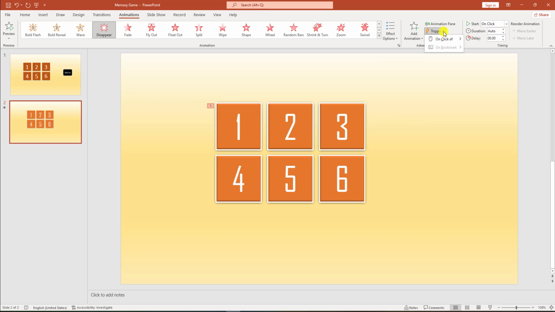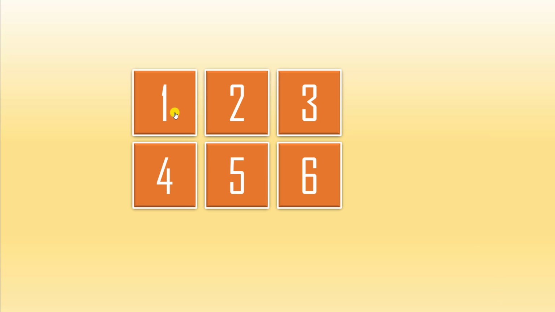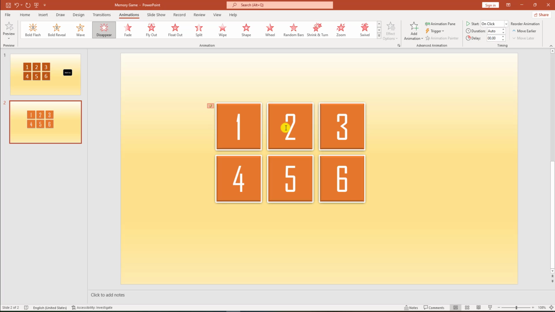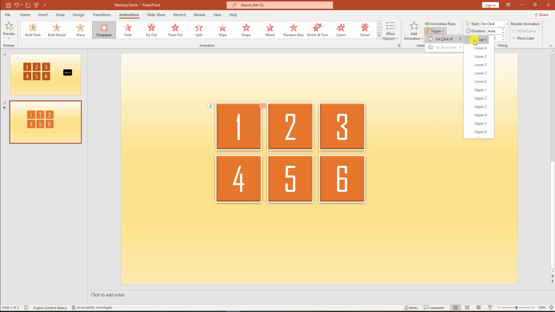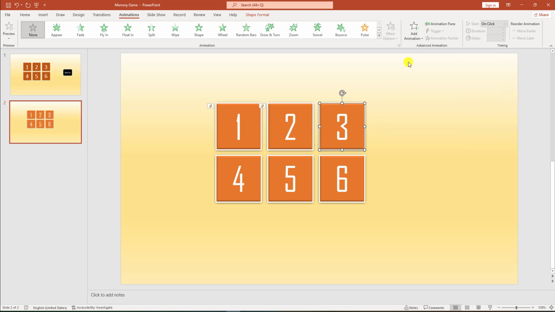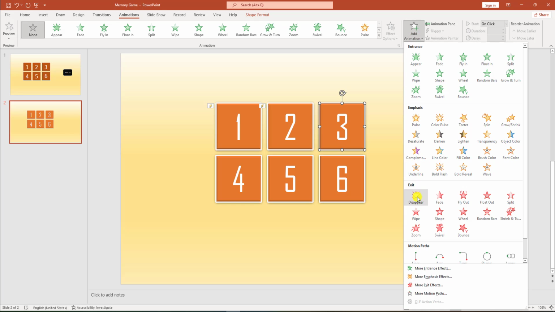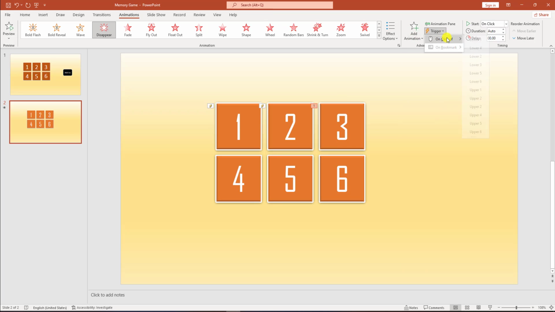Now go to trigger, on click of. The shape will disappear when I click on upper shape 1. If I want to watch the slideshow, you will understand this. When I click on this shape, the A will be visible. Then I have to select this shape, go to add animation, go to disappear, trigger, on click of. When I click on upper 2, then select this shape, go to add animation, disappear. Here is the upper 2 animation.